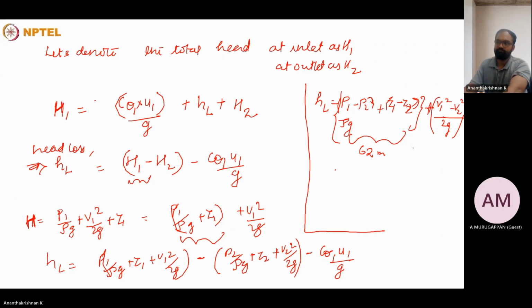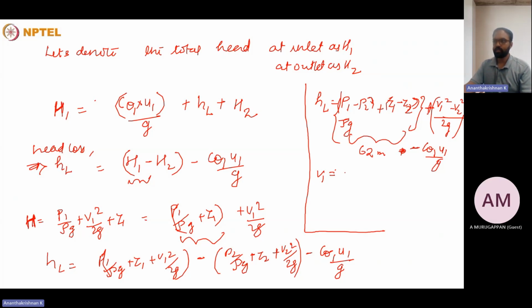plus the additional term, minus C theta 1 U1 divided by g. This V1 and V2 correspond to the actual velocities at the inlet and the exit. So here V1 corresponds to the absolute velocity at the inlet.